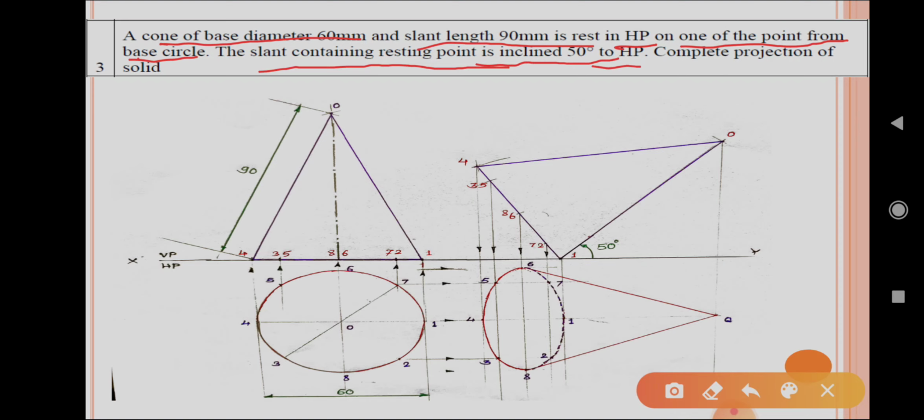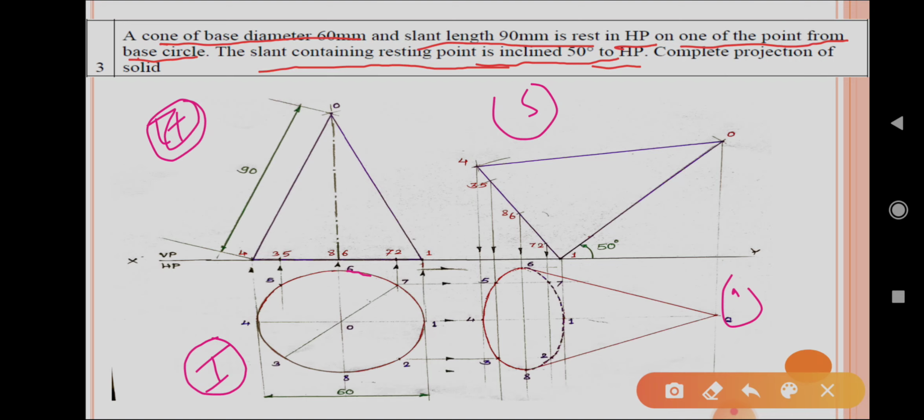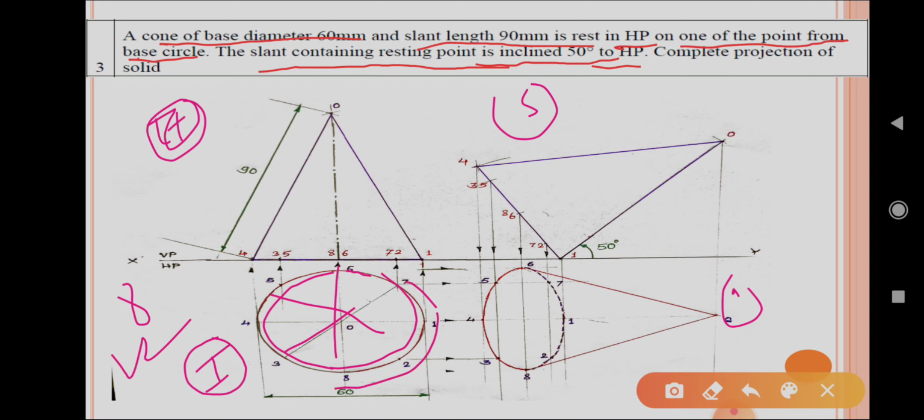So initially, first complete the first part, that is, the cone resting on the horizontal plane. The first view starts with the horizontal plane, then second view, third view and fourth view. First we draw the circle, divide the circle into 8 or 12 equal parts, and give the numbers at the base in a clockwise or anti-clockwise direction.